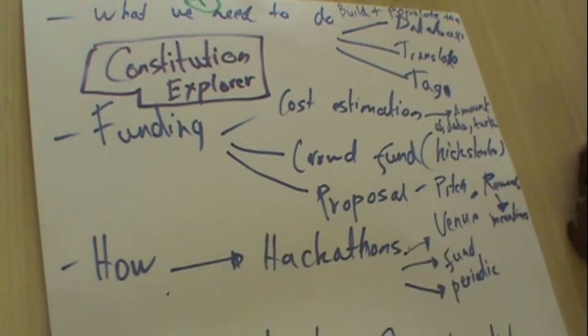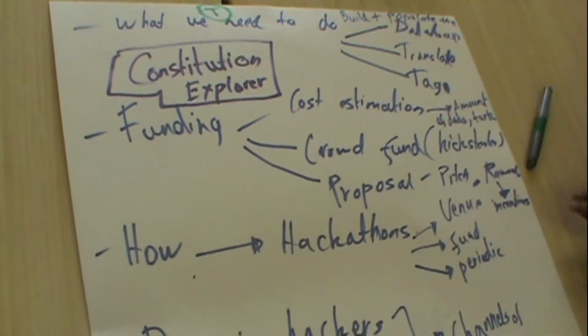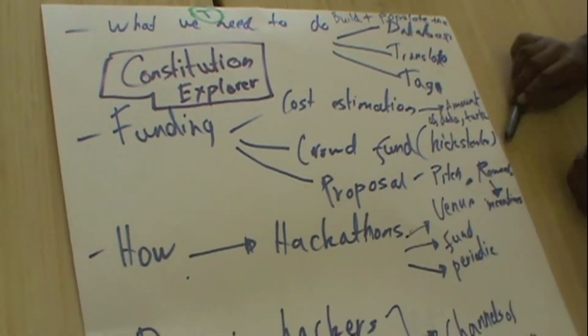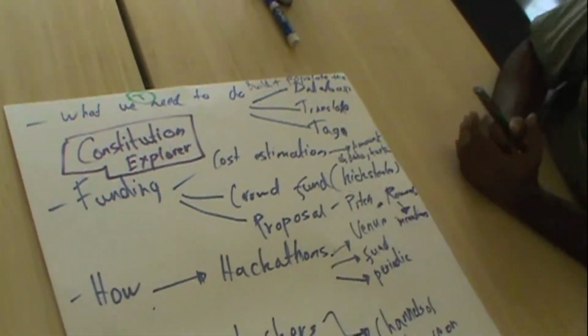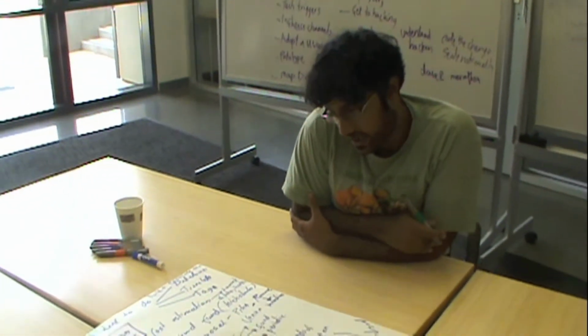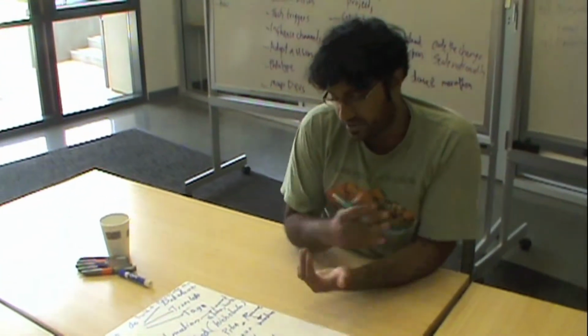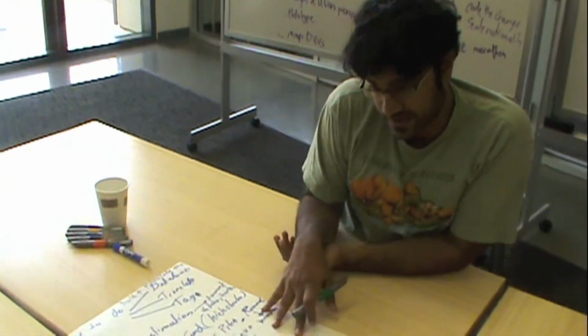On a funding level, we want to do a cost estimation of the amount of data we have, just number of pages in each constitution, so we can figure out how we can translate them on Mechanical Turk. We want to crowdfund and raise funds from the Kickstarter website. We put together a proposal which includes a pitch and rewards and incentives for people who do donate.